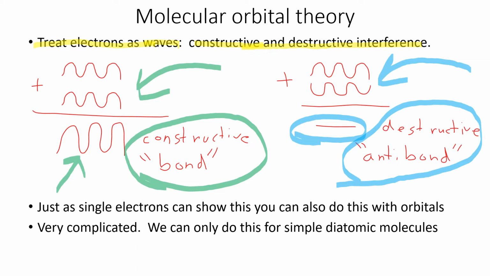We want to see a graphical way of looking at this. You can do this with single electrons, but normally, for our elements, you do this with the orbitals. Molecular orbital theory is much, much more complicated than the hybrid orbital theory that we used previously. Because it gets so challenging so quickly, we're only going to do this for very simple diatomic molecules. Anything more than two atoms gets very elaborate and difficult.